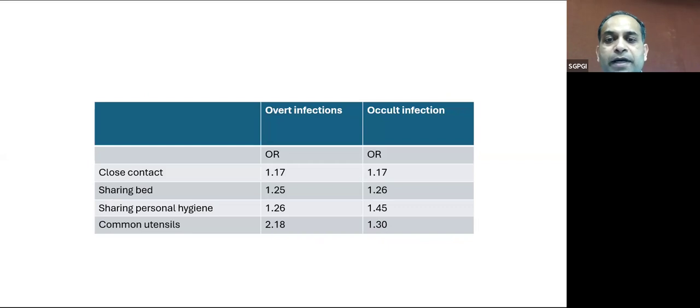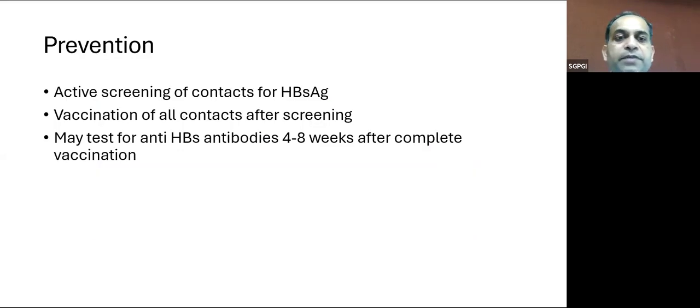Now, here comes the interesting part. They also looked at what happens if someone is sharing the bed, sharing personal hygiene products and common utensils. In both the groups, this is the odds ratio given here. Odds means, if sharing personal hygiene products, there were 1.17 times more chances of having hepatitis B in close contacts as compared to if he was not in contact with that person. Sharing of bed was 1.25, and the interesting part was that if they are sharing common utensils, then the odds were almost double, 2.18. So these were the important results from this study.